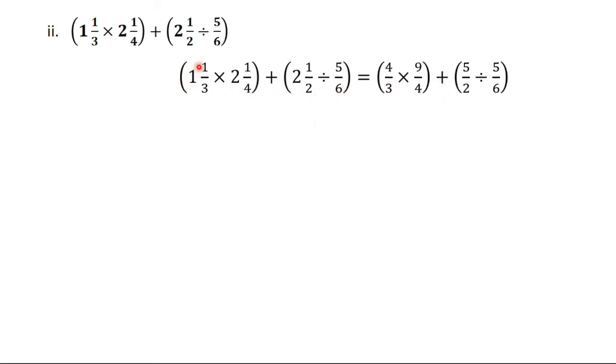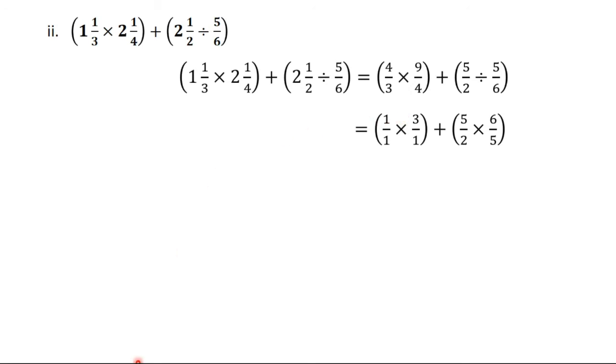So we change one whole number 1 over 3 to get 4 over 3. The multiplication sign is already there. We change 2 whole number 1 over 4 to get 9 over 4 in one bracket, then the addition sign will come. We change 2 whole number 1 over 2 to 5 over 2. You bring your division sign, then 5 over 6 is already in its simplest form, so we leave it there. Then BODMAS says we should do what is in the bracket. So tackle what is in this bracket, then what is in that bracket. So let's begin with the first bracket.